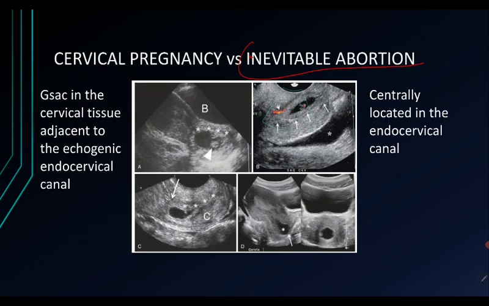Cervical pregnancy versus inevitable abortion. The G-sac in the cervical tissue is adjacent to the echogenic endocervical canal. This G-sac will be seen in the endocervical canal. In abortion, it is centrally located in the endocervical canal. Centrally located. There is no G-sac.